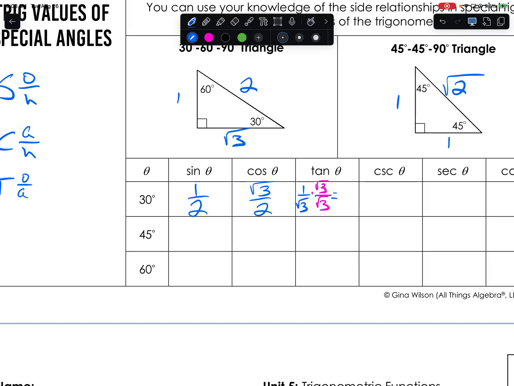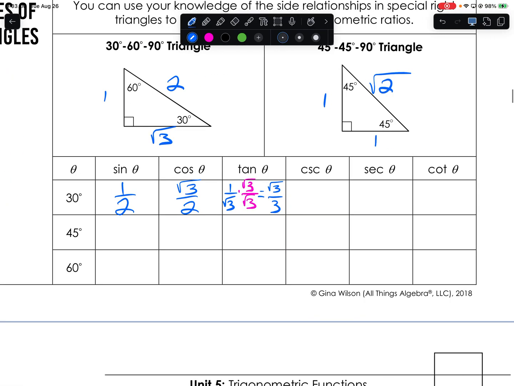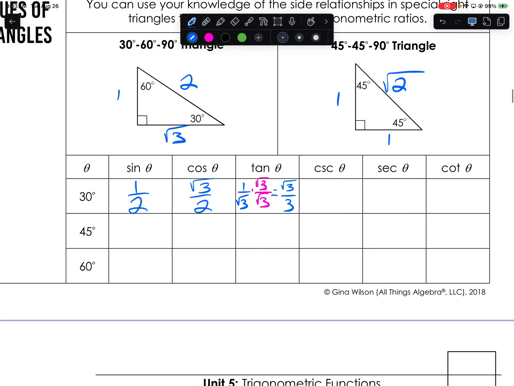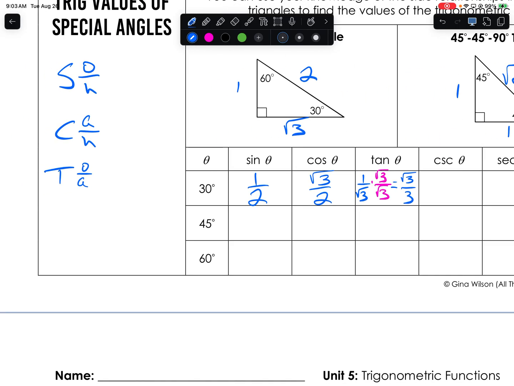So what do we get? What's the answer here? Square root of 3 over 3. Good. Square root of 3 over 3. Excellent. So all we need to do over here is flip them. So sine goes with cosecant.